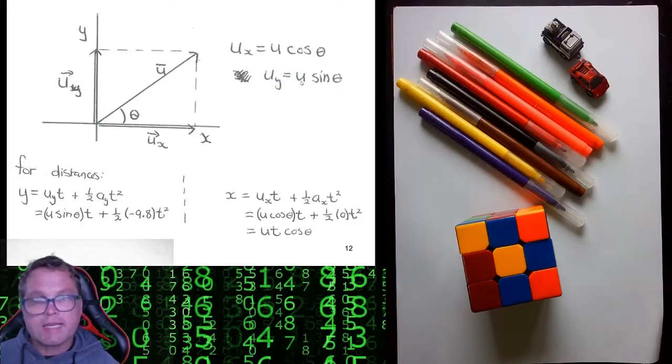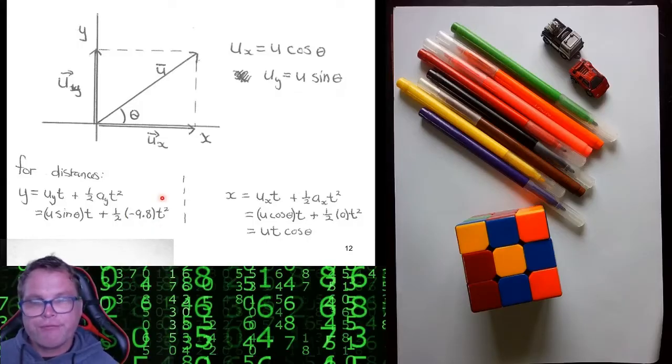And then once again, for distances, we'll be able to use the equations of motion. If we're interested in finding the y distance, then we use the distance y is equal to u_y t plus half a_y t squared, where these are the values given here. And we would know that the acceleration in the y direction is given by minus 9.8, which is simply the gravity.